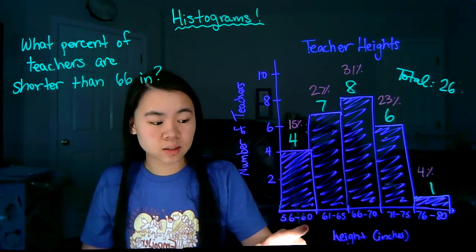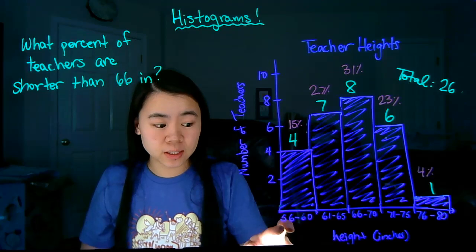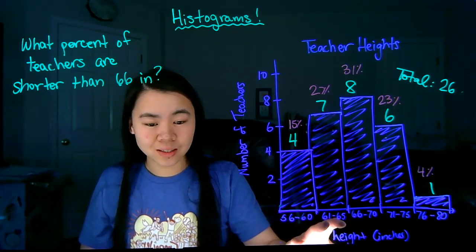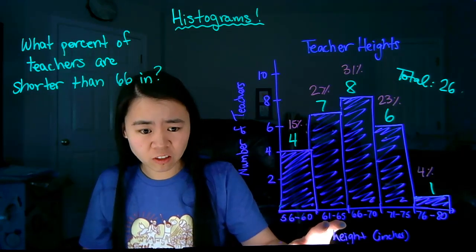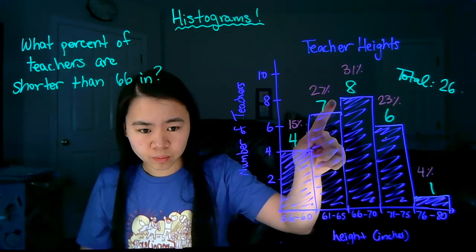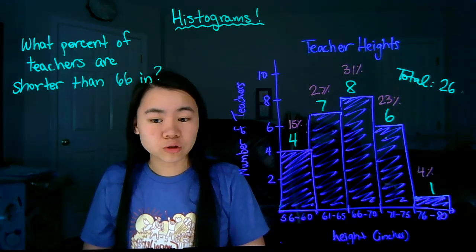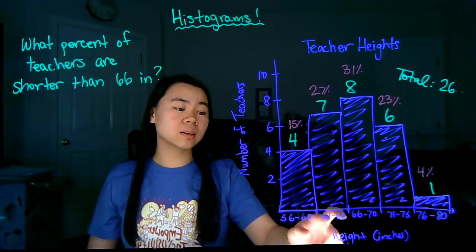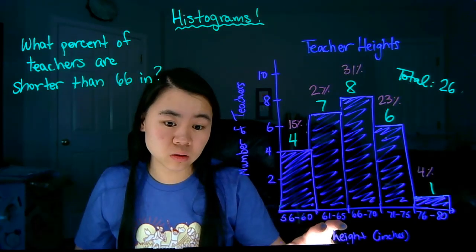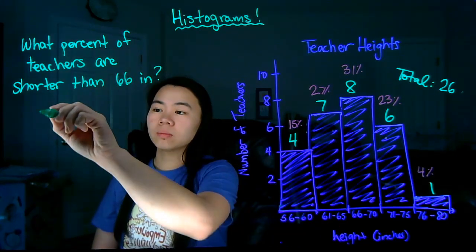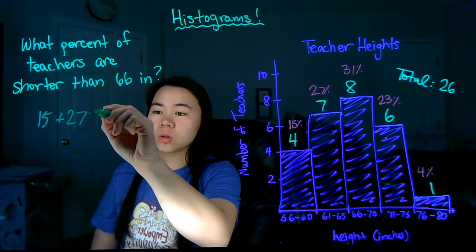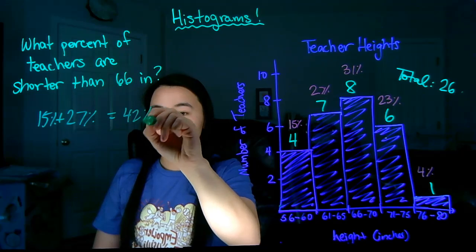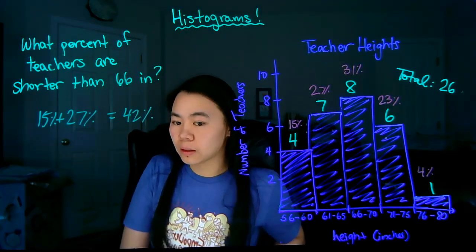Okay, the 56 to 60, and if it says explain, the 56 to 60 bin is 15%, and the 61 to 65 bin is 27%. Okay. Teachers that are shorter than 66 inches include the 56 to 60 bin and the 61 to 65 bin. So the answer to this one is 15 plus 27. Oh, I should do our percent sign, which is 42%. So almost half. A little bit less than half.